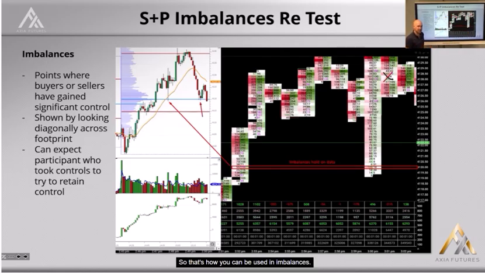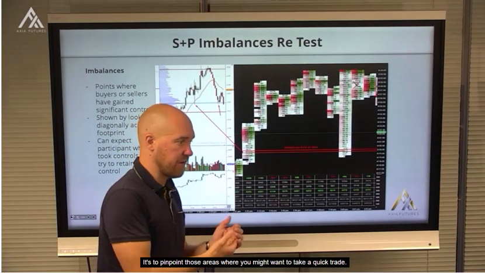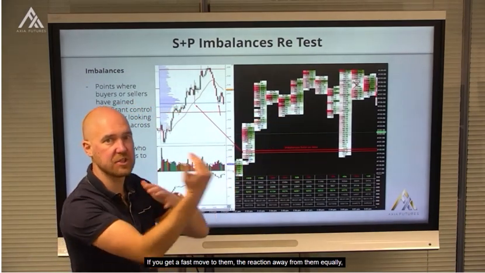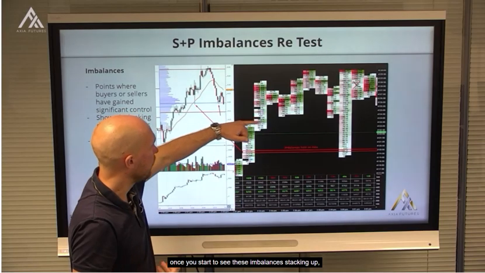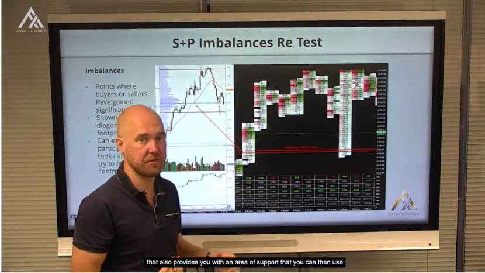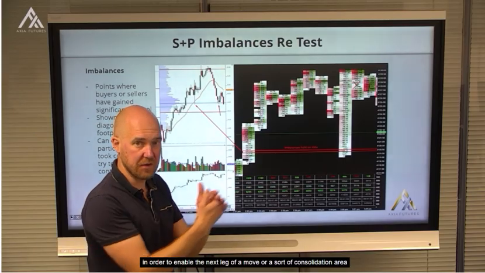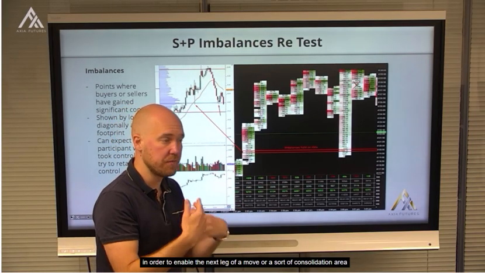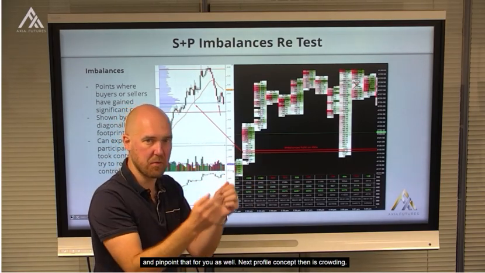So that's how you can be using imbalances, to pinpoint those areas where you might want to take a quick trade, if you get a fast move to them and a reaction away from them. Equally, once you start to see these imbalances stacking up, that also provides you with an area of support that you can then use in order to enable the next leg of a move or a consolidation area, and pinpoint that for you as well.